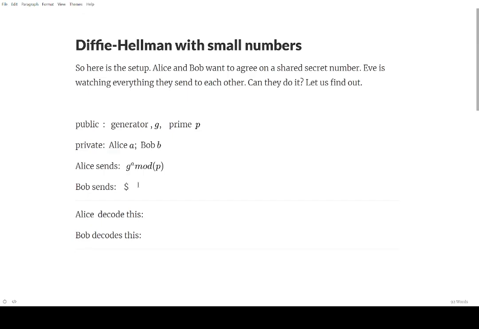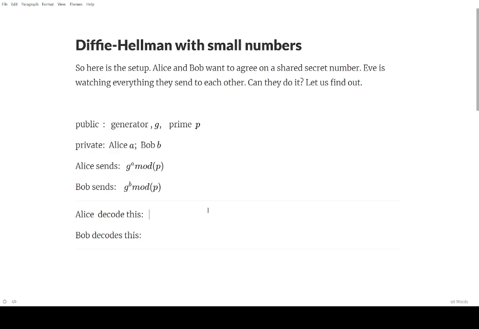Bob, you won't be too surprised to hear, sends something very similar. He takes the same generator, but what he does is he raises it to his private number and he mods that by the same P. So those are the two things that have been sent.